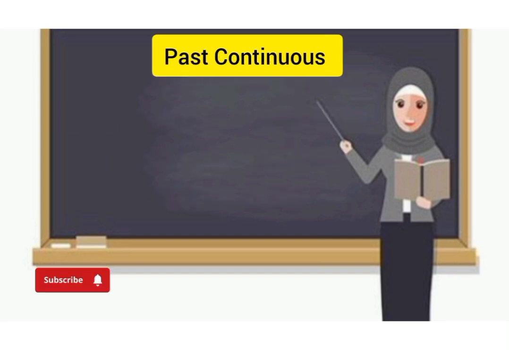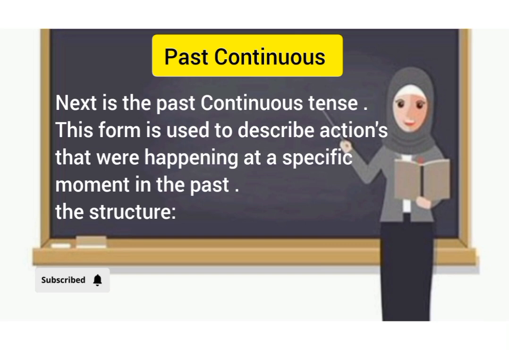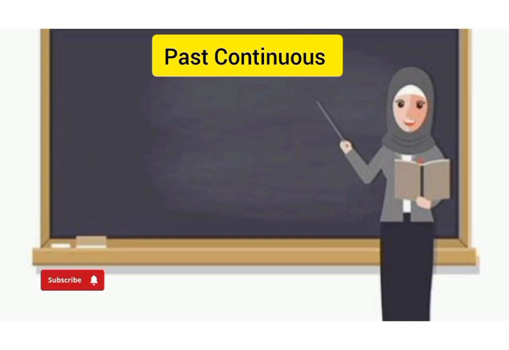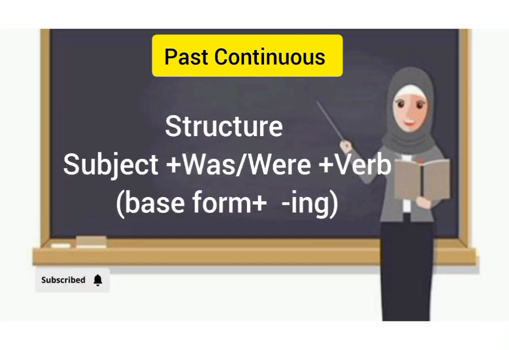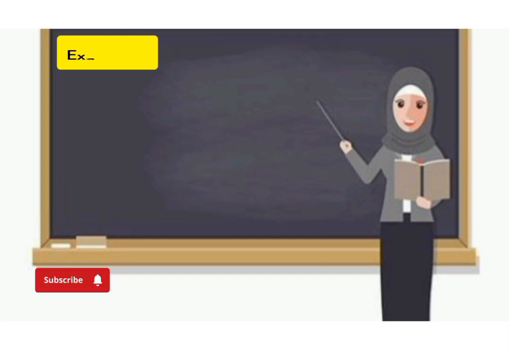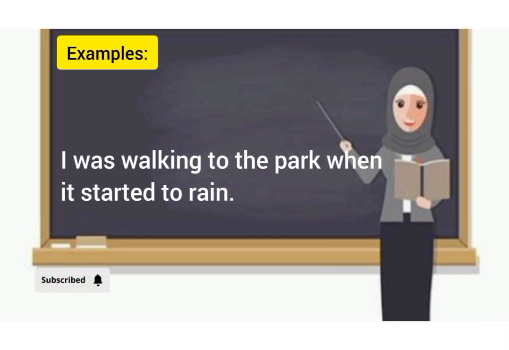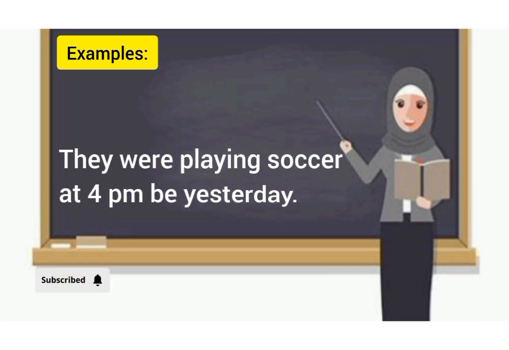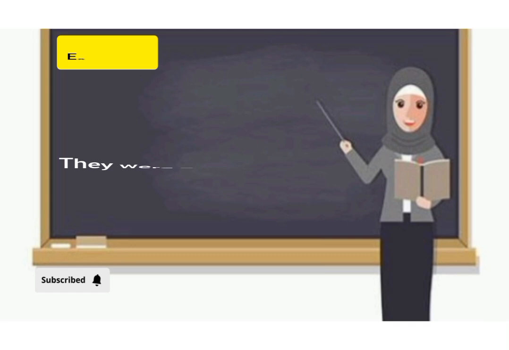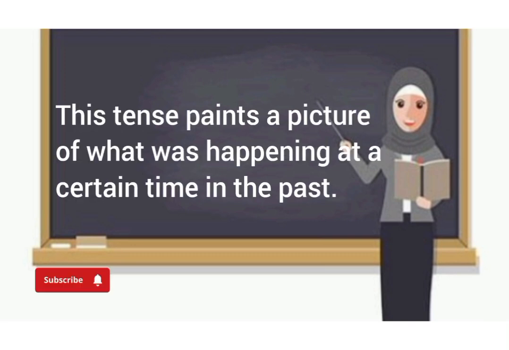Past continuous. Next is the past continuous tense. This form is used to describe actions that were happening at a specific moment in the past. The structure is: subject plus was/were plus verb, base form plus -ing. Examples: I was walking to the park when it started to rain. They were playing soccer at 4 p.m. yesterday. This tense paints a picture of what was happening at a certain time in the past.